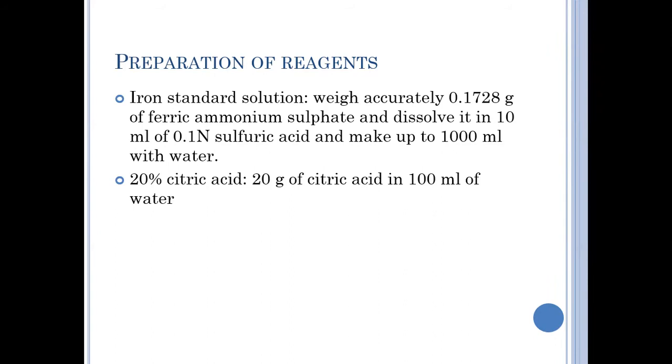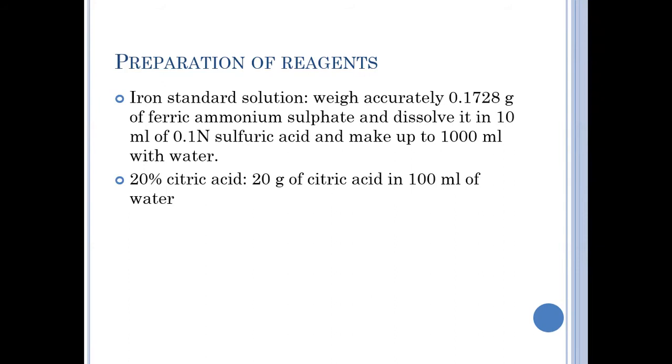Let us see how to prepare various reagents. In standard, we are going to add iron standard solution. So, weigh accurately 0.1728 gram of ferric ammonium sulfate and dissolve it in 10 ml of 0.1 normal sulfuric acid. And finally, we are going to make up the volume to 1000 ml with water.